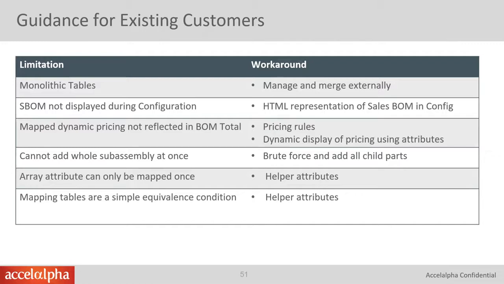So you might have noticed that the tables, they're monolithic. Unfortunately, with this version, you don't have the ability to chunk up the BOM, any of the tables, whether it's the item definition, item mapping, attribute definition, and so on. These are single large tables in CPQ. So if you have a process where you have different product management people that are managing different subcomponents or portions of the BOM using different tables, you have to put it all together externally and put it in.